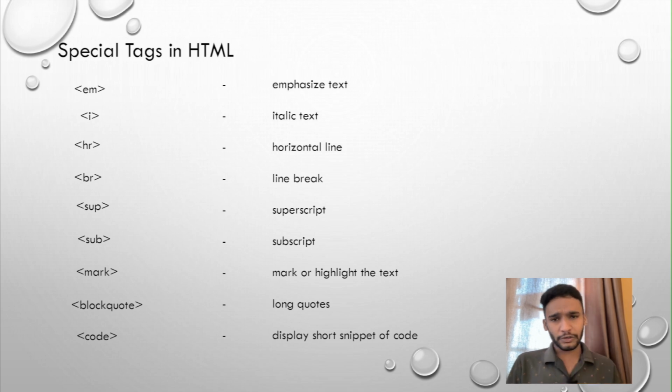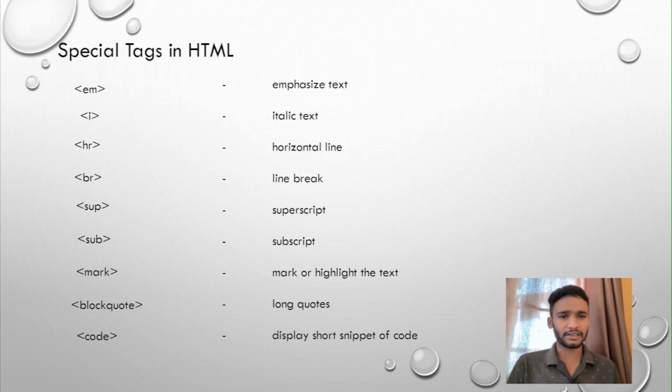So next, let's go to some special tags in HTML. There are more special tags in HTML, but I have only defined some of them. The first one, em tag. Em tag is used to emphasize the text. And i tag is for italic text. The text will be converted to italic if we define the text in between i tag.